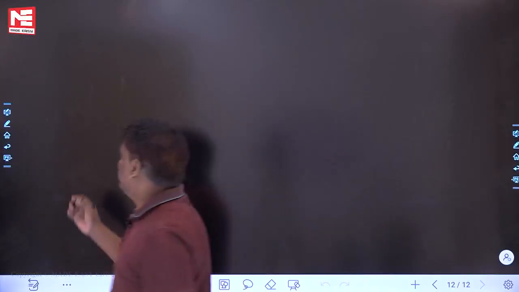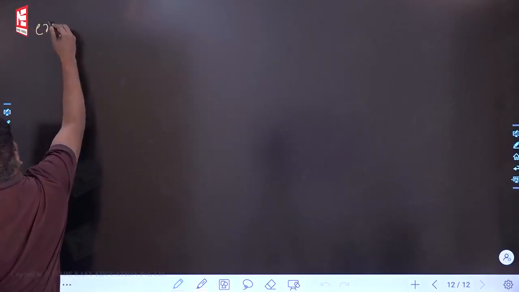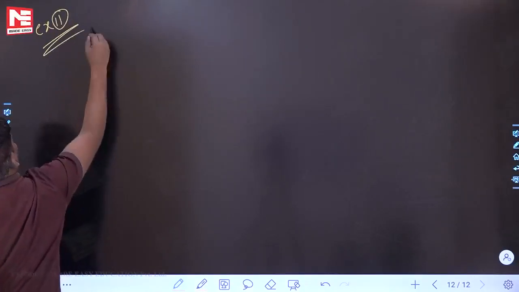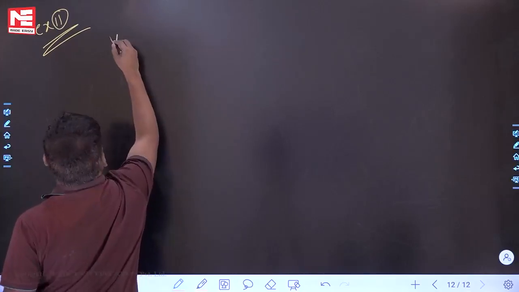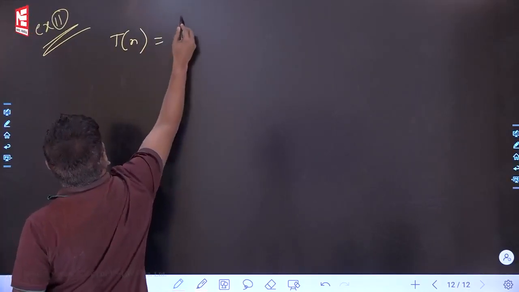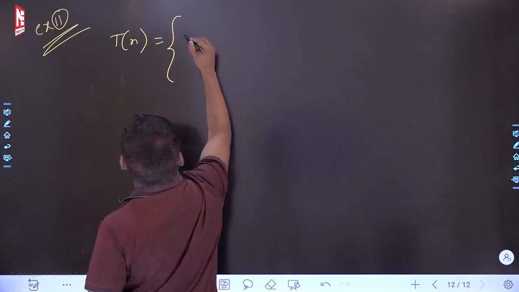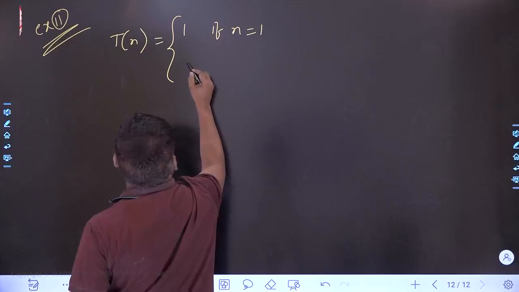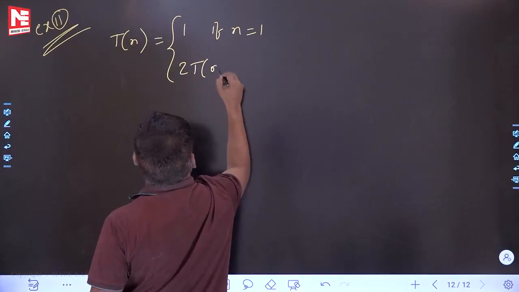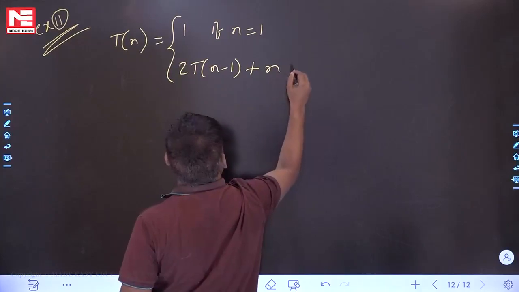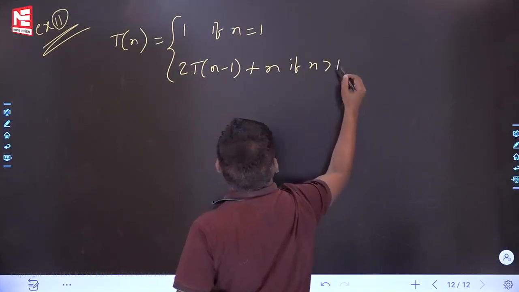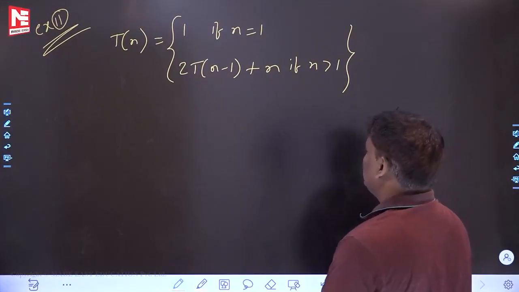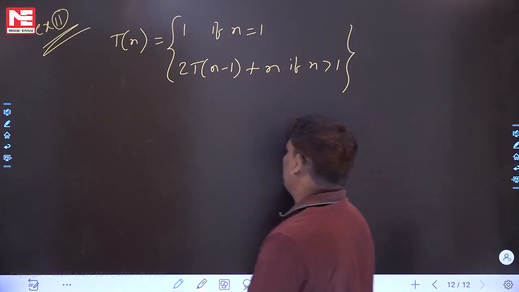Let's see the next problem, one more problem. See this. Example 11. Let's see the next problem. See this problem also. Tn is equal to 1 if n is equal to 1, otherwise 2T(n-1) plus n if n is greater than 1. Right?